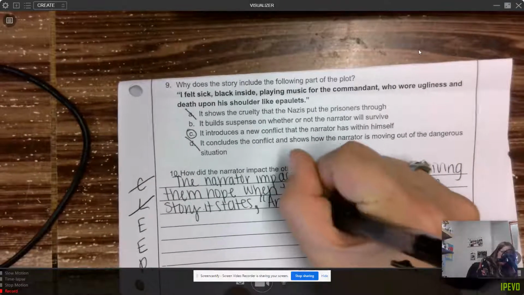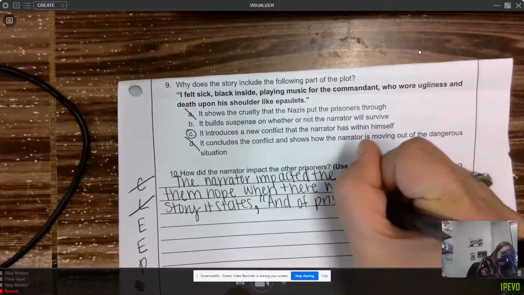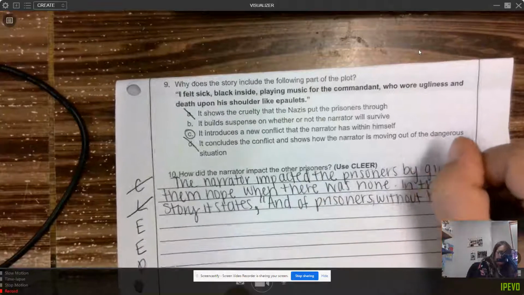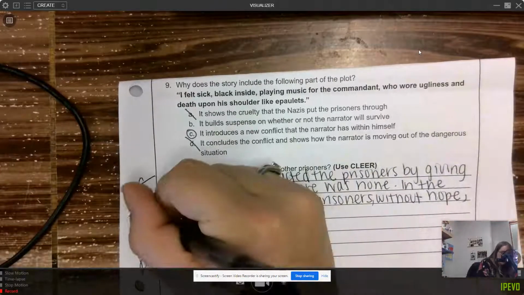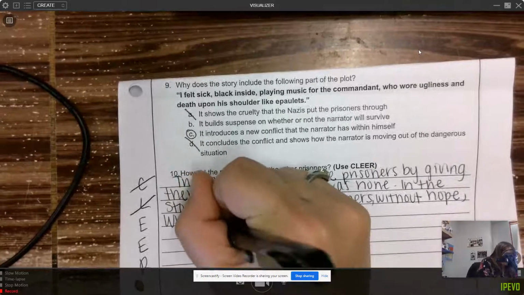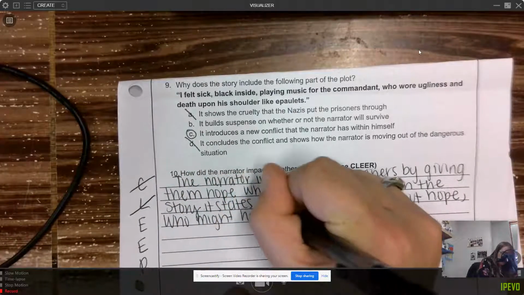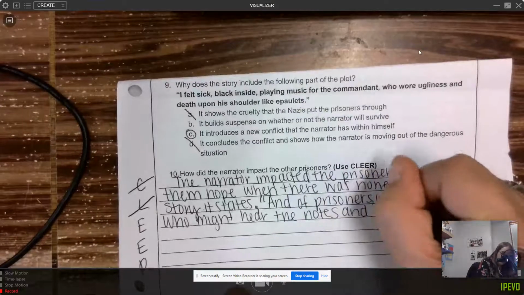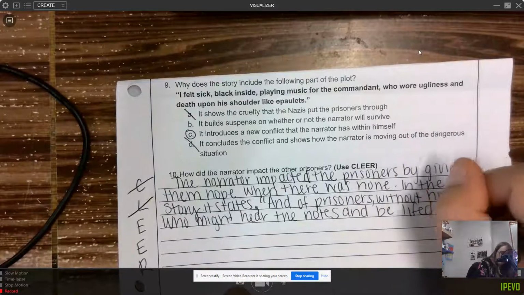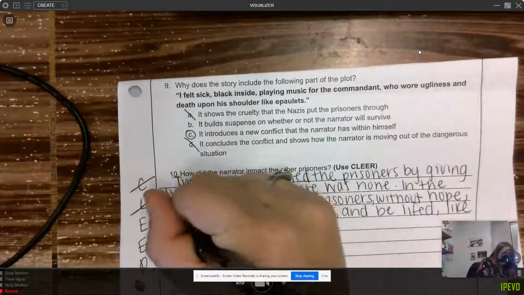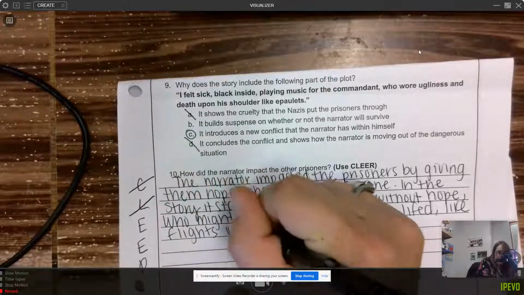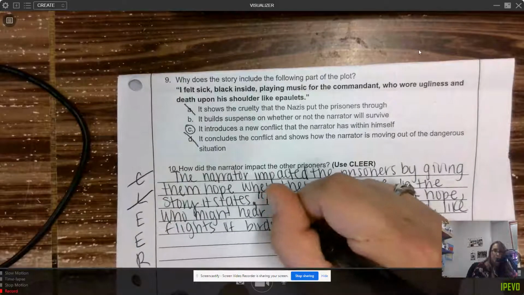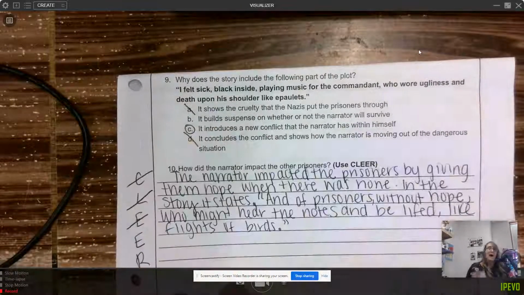"And of prisoners without hope who might hear the notes and be lifted like flights of birds." Now, punctuation goes inside of the direct quote. So period, end of punctuation. So that's my evidence. Why is this evidence important?